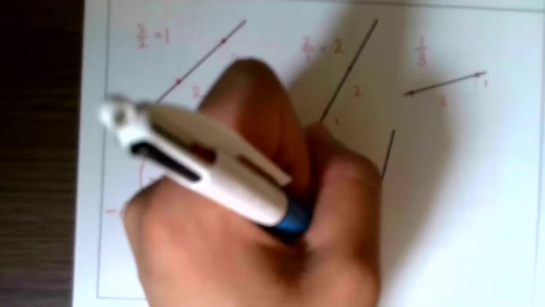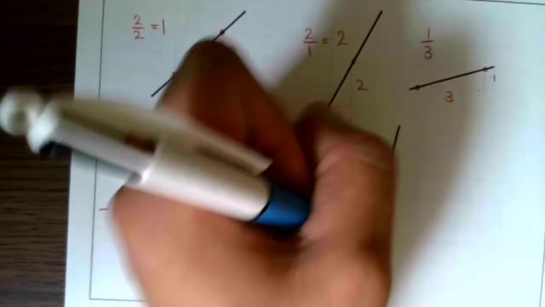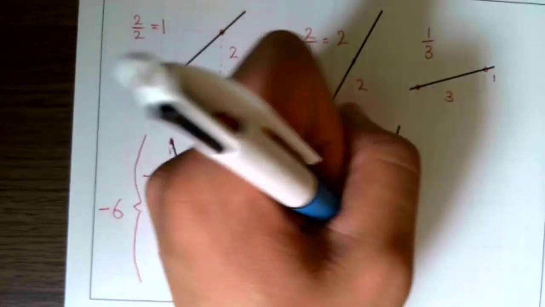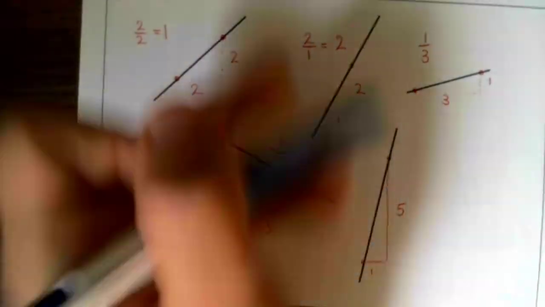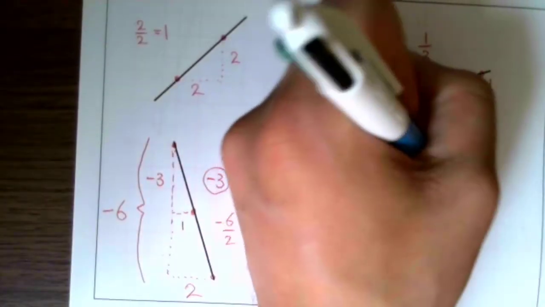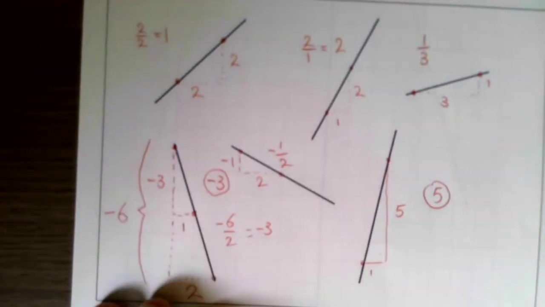And then the last one, 1 across, and 1, 2, 3, 4, 5 up. So this is going to be 5/1. This is a very steep gradient. The gradient for the last one is 5.